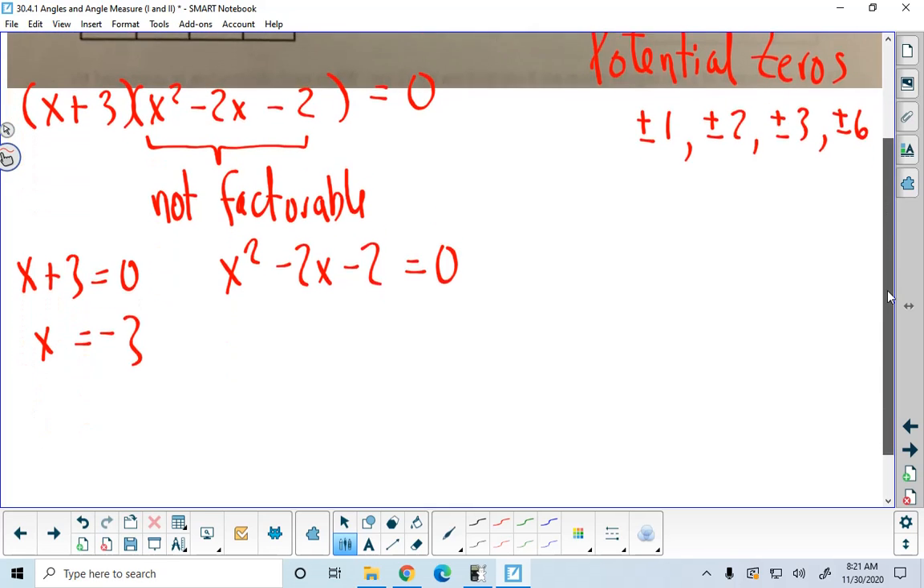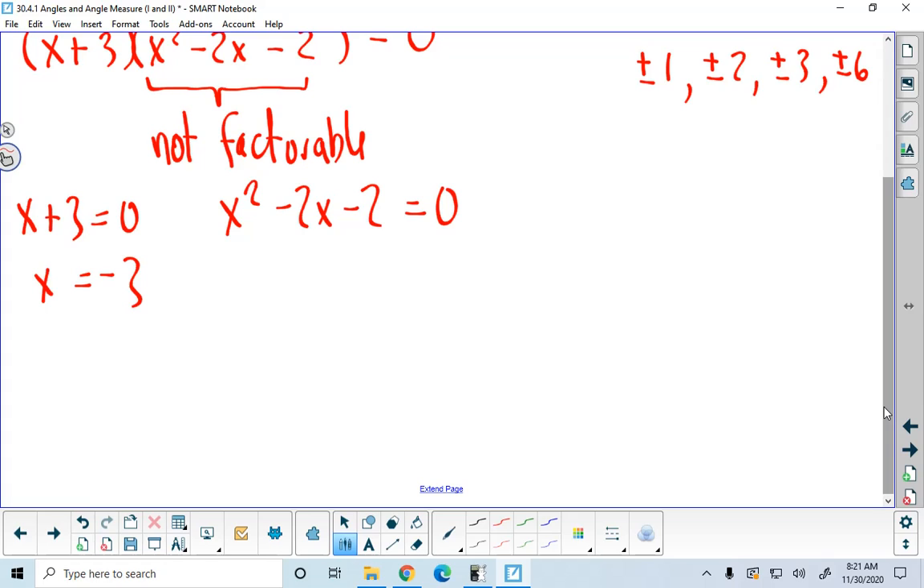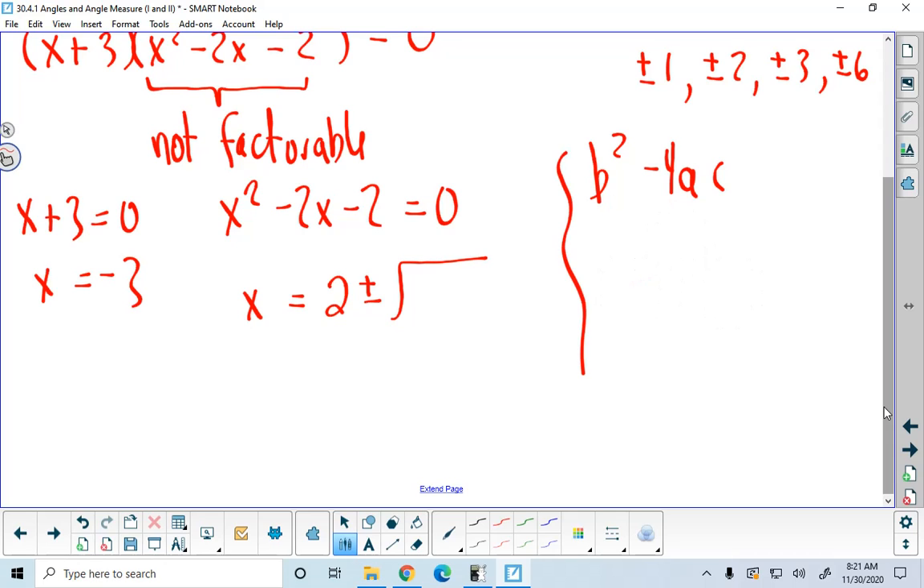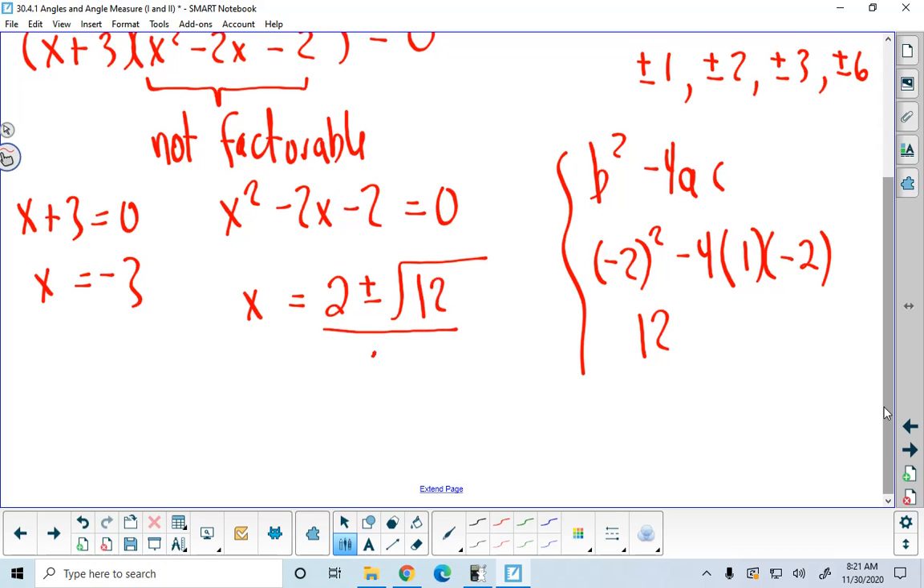What we're going to do is use the quadratic formula to solve the quadratic equation that's not factorable. X is equal to -b, which would be +2, plus or minus the square root of b squared minus 4ac. So what is b squared minus 4ac? Well, that would be -2 quantity squared minus 4 times 1 times -2. And that's going to give me 4 plus 8. That's going to give me 12. So we get 2 plus or minus root 12 all over 2a, which would be 2.